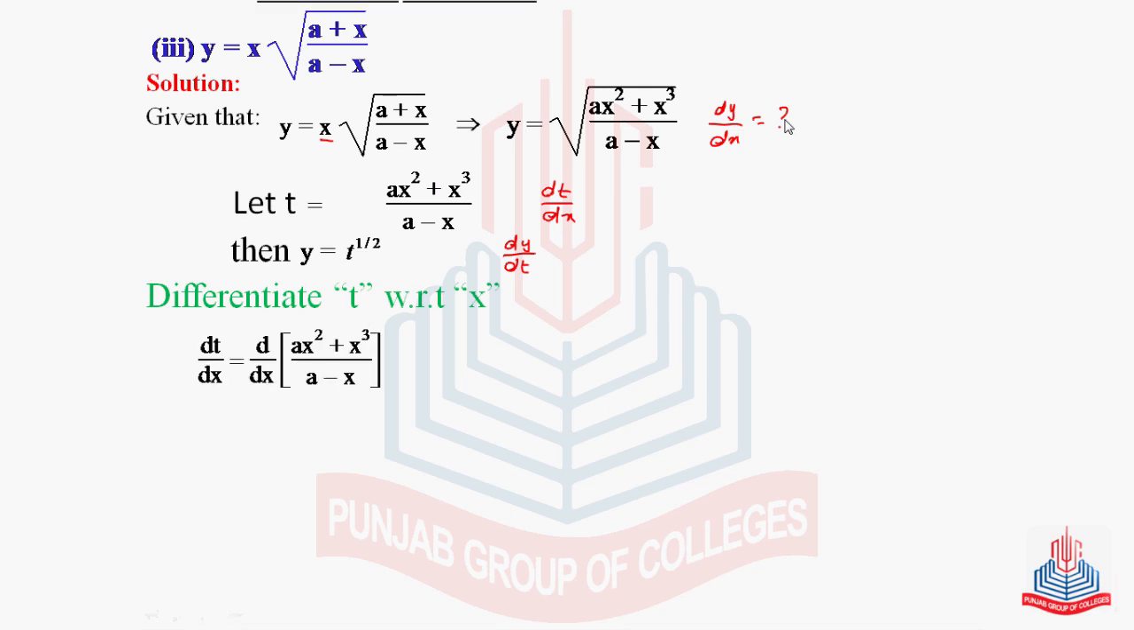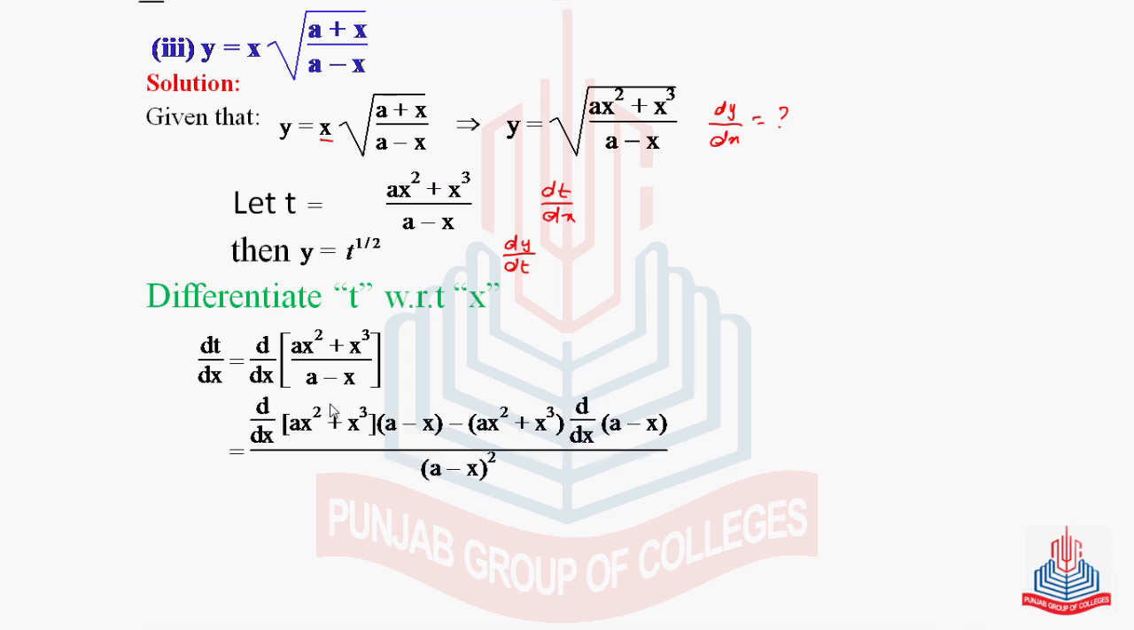Now dt by dx, by applying the derivative on the right hand side of this value of t, ax square plus x cube divided by a minus x. Again by using our quotient theorem, a minus x whole square, and this a minus x will be as it is. Derivative will apply on the numerator function, which is ax square plus x cube, minus ax square plus x cube will be as it is, and derivative will apply on our denominator function, which is a minus x.